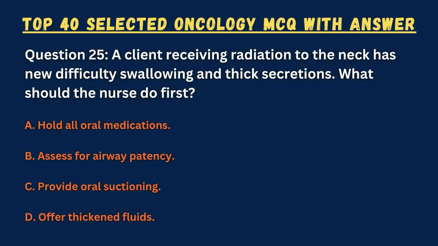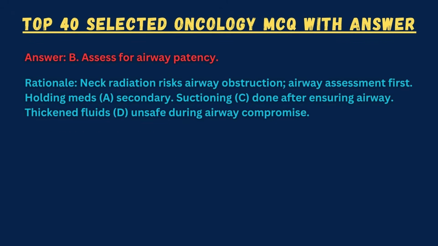Question 25. A client receiving radiation to the neck has new difficulty swallowing and thick secretions. What should the nurse do first? A. Hold all oral medications. B. Assess for airway patency. C. Provide oral suctioning. D. Offer thickened fluids. Answer. B. Assess for airway patency. Rationale.